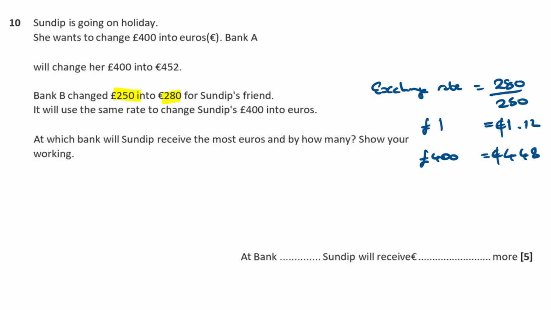Now we got 452 from Bank A. So Bank A is going to give her the most. By how much difference is going to be what she got in Bank A, 452, minus what she gets from Bank B, 448, and that comes out to be 4. So Sundip received €4 more. Okay, might buy her a drink at the bar or something.